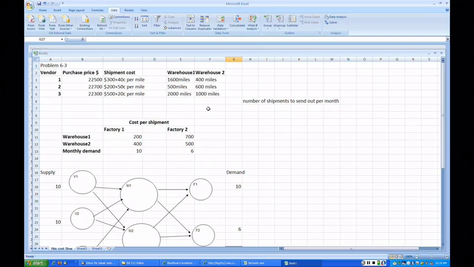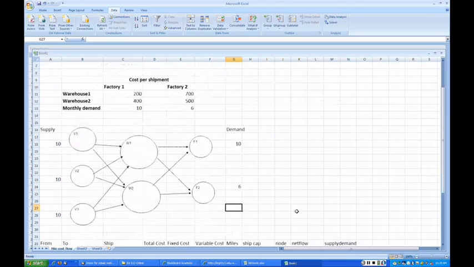But what we want to minimize is the total cost of procurement, not only the shipment. That includes the purchase price as well as the shipping cost. Now each time a factory needs units, it draws from its inventory in warehouse 1 and warehouse 2. The shipping cost is $200 per shipment from warehouse 1 to factory 1, and likewise $700 from warehouse 1 to factory 2. So this is a distribution network schematic representation.